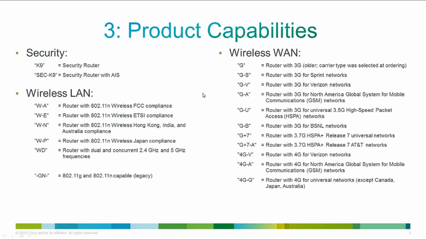Anything with a G inside is pretty much wireless WAN. Here we have sub-options as well for different service providers like S for Sprint, V for Verizon, A for AT&T. Also, the newer products now have the +7, which identifies the 3.7G, so it's HSPA plus networks. Or the latest ones use the 4 before the G, meaning it's a 4G network or LTE network.